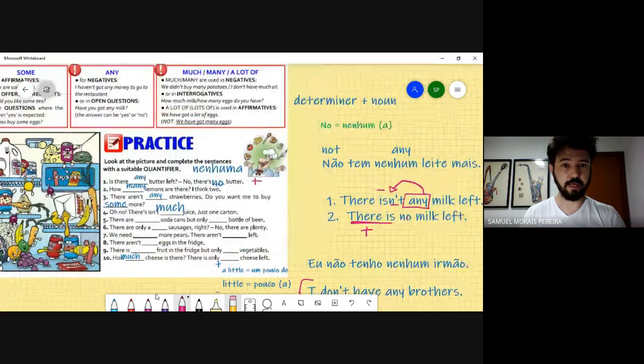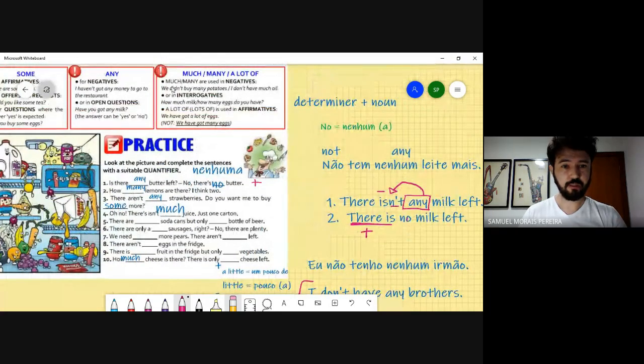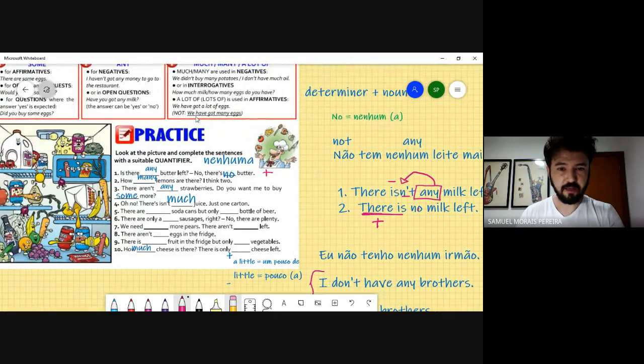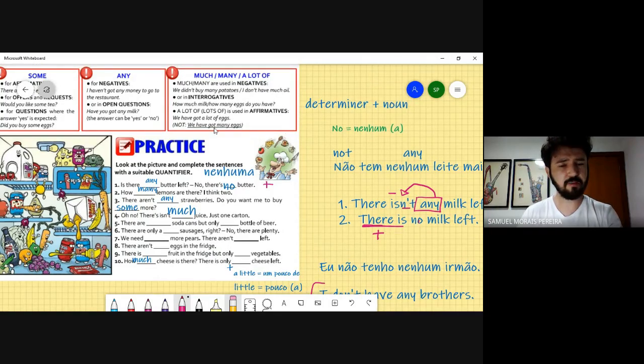And I told you that we use much and many in negatives and interrogative sentences, okay? And we use a lot of and lots of when the sentence is affirmative, especially in affirmatives, okay? Tá vendo aqui, até esse exercício, ele fala que não é possível usar o many em frases que são afirmativas. Tá vendo? Not, we have got many eggs. Então, aqui, se a frase é afirmativa, você tem que dizer we have got a lot of eggs. Mas no dia a dia, vocês vão ouvir as pessoas usando many mesmo em frases que são afirmativas, tá bom?